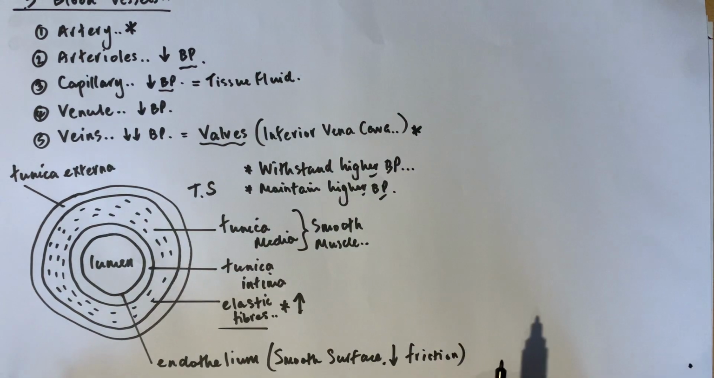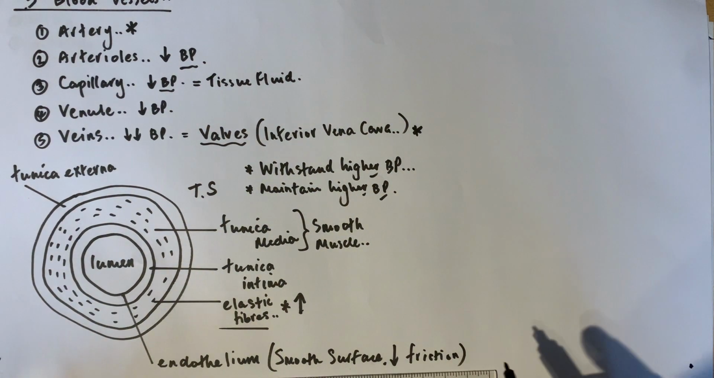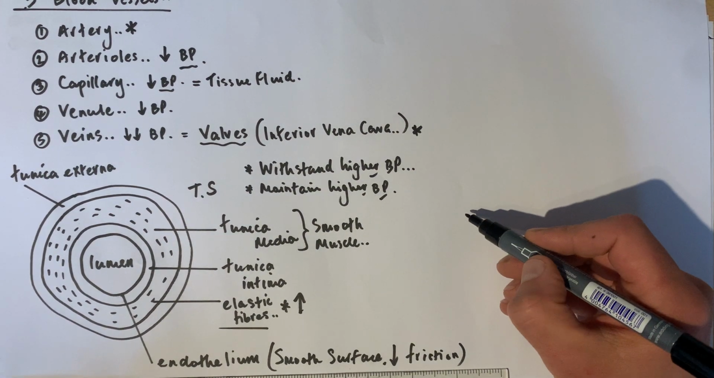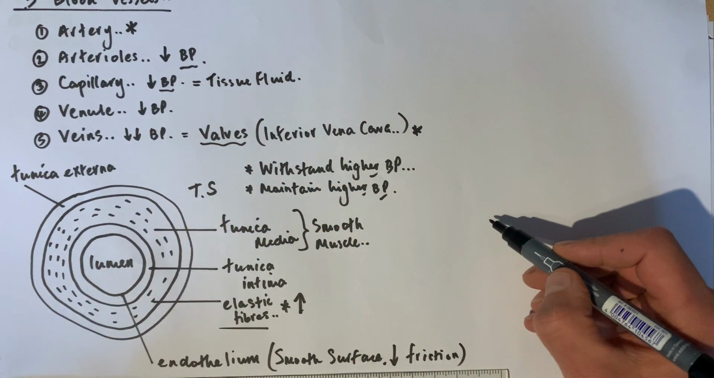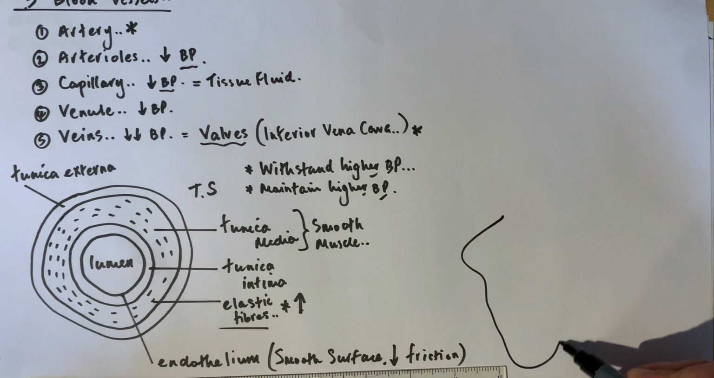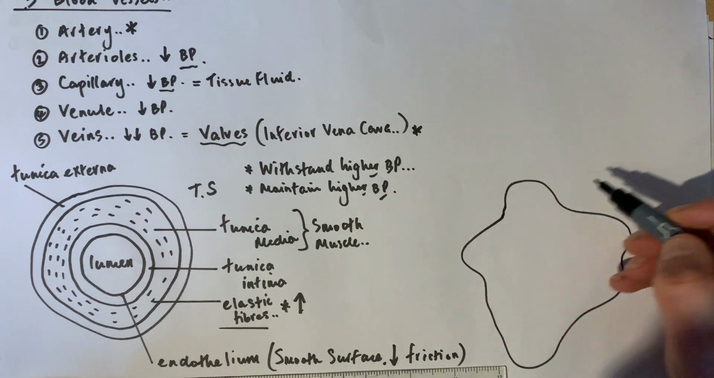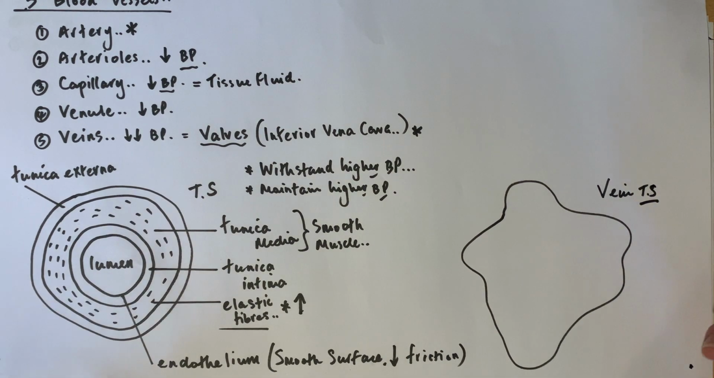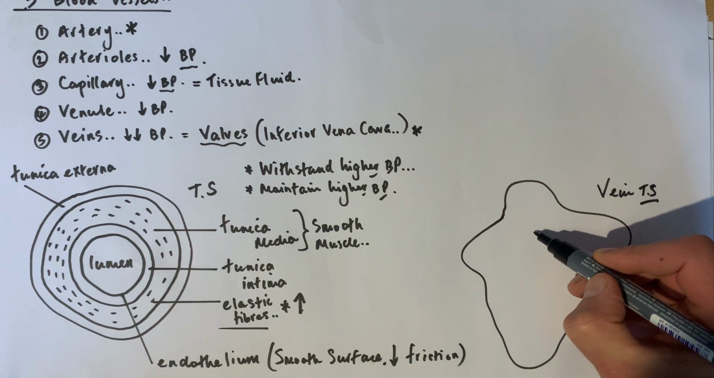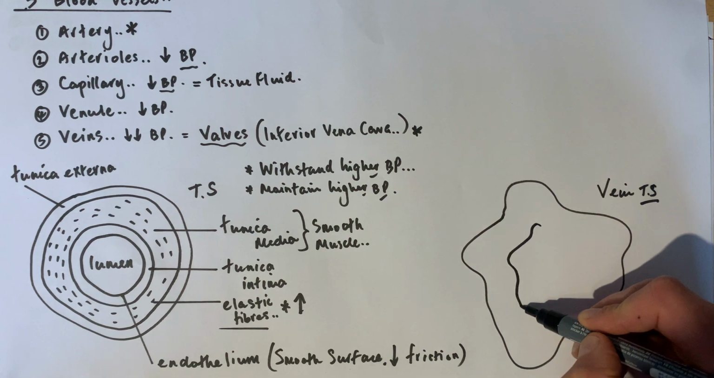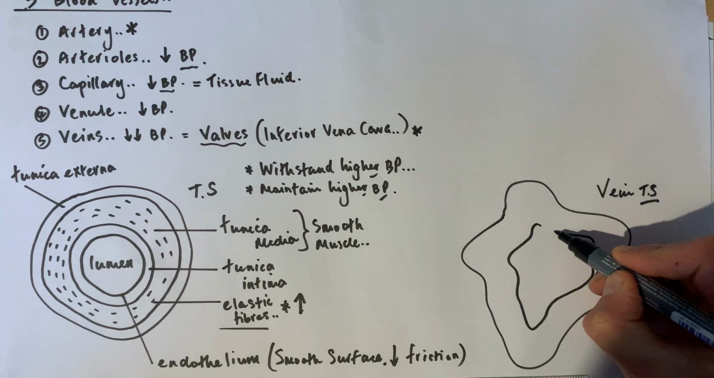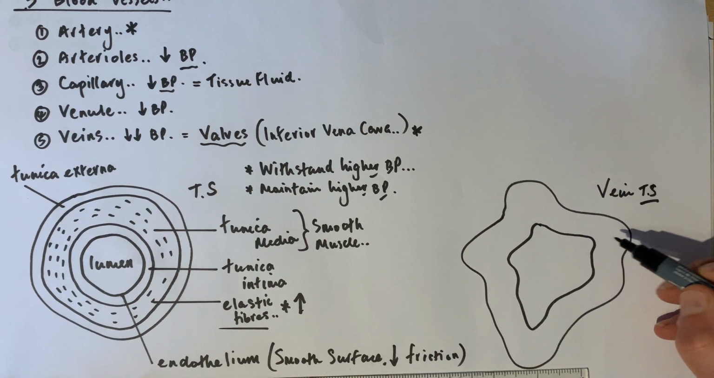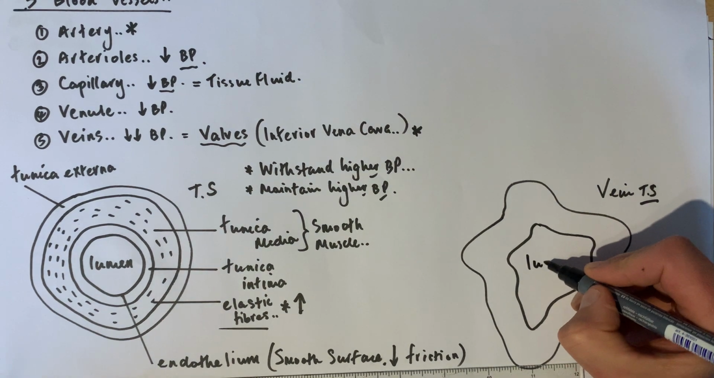Now, if we have a look at a vein, it has the same sort of layers. So it's got the tunica externa, tunica media, and tunica intima. However, it's not quite the same regular appearance if we do a cross section. So I'm going to draw my vein a bit like this. So this is the vein in transverse section, cross section. Now, the lumen is obviously going to be a bit bigger. So when you draw a vein, the thickness of the layer should be consistent all the way around. So you shouldn't have a thicker bit in one part and a thinner bit in another part.